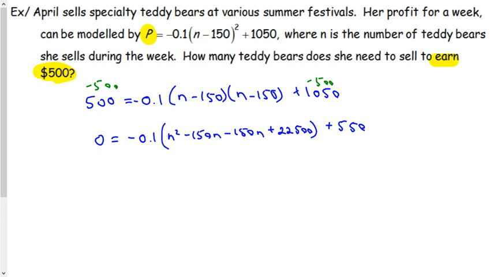Okay, let's keep going. Let's multiply this negative 0.1 through the brackets. We could actually collect our like terms in the brackets first, so why don't we do that? That'll actually clean it up a little bit.